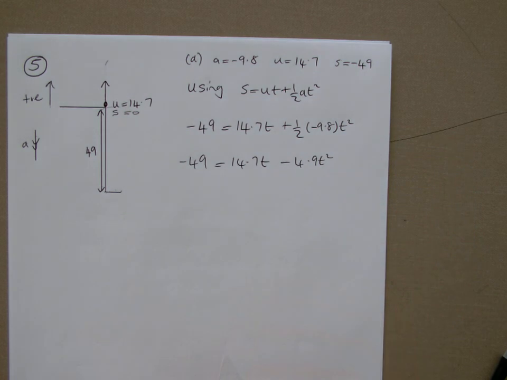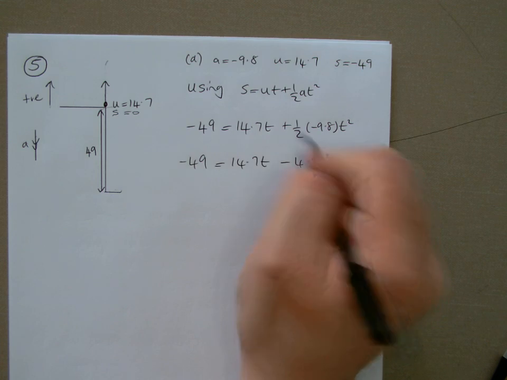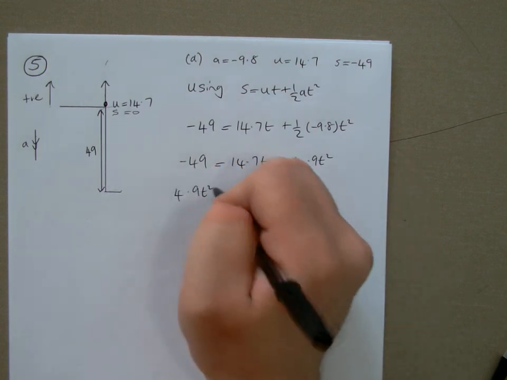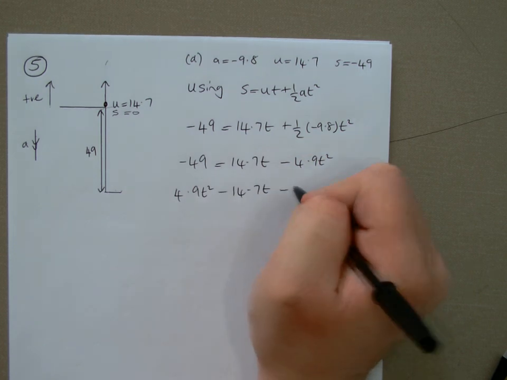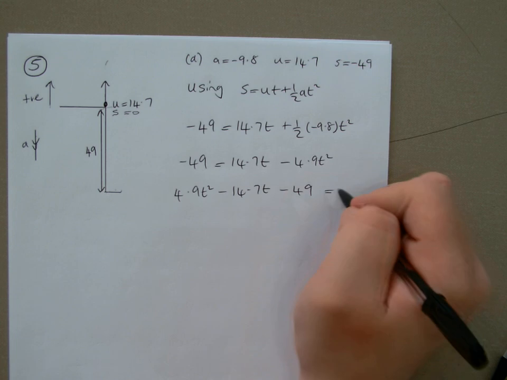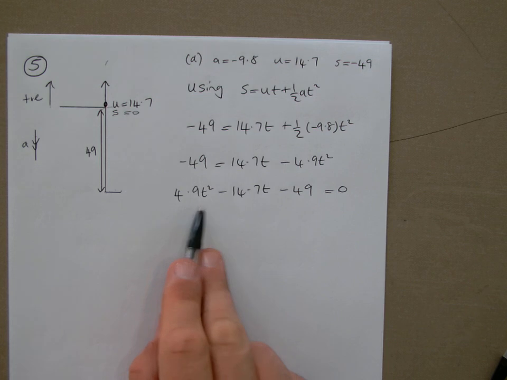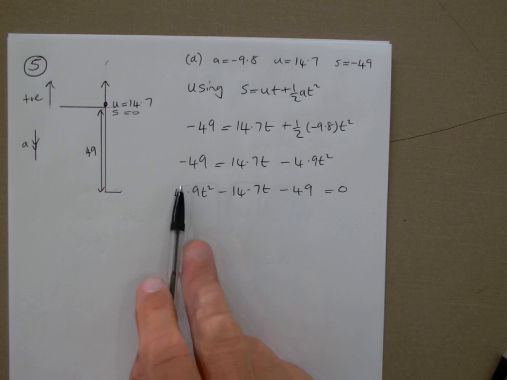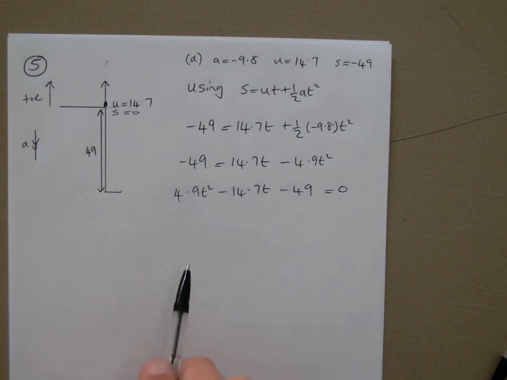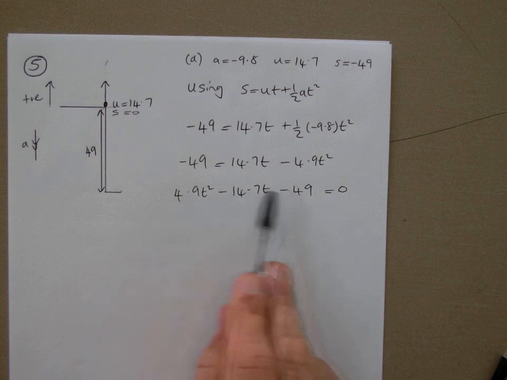Get it so that we've got it in terms of a quadratic, because you can see a quadratic here with a positive t squared. So if I take that over, we get 4.9t squared minus 14.7t minus 49. When you get everything to the left hand side, that's the way to do that, and then get it equal to 0. Now, this quadratic, I believe I can solve using two brackets.